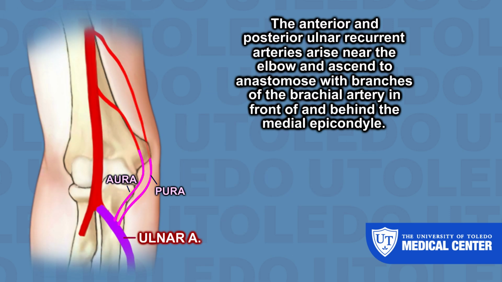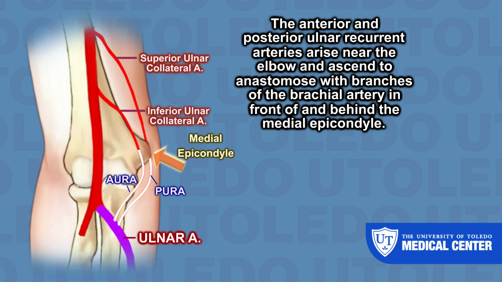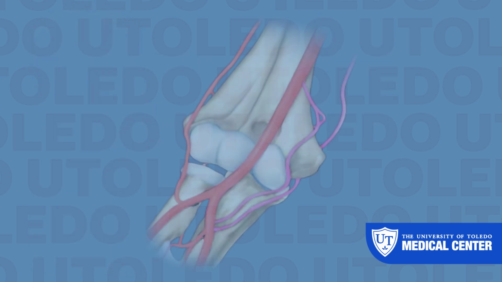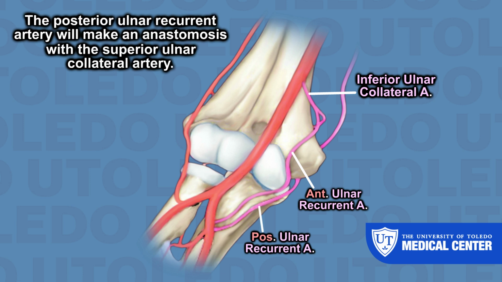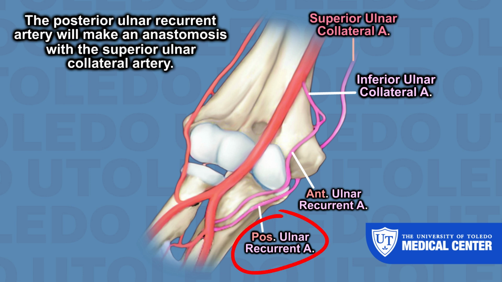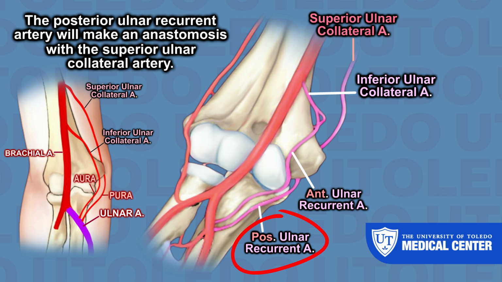The anterior and posterior ulnar recurrent arteries arise near the elbow and ascend to anastomose with branches of the brachial artery in front of and behind the medial epicondyle. The anterior ulnar recurrent artery will have an anastomosis with the inferior ulnar collateral artery. The posterior ulnar recurrent artery will make an anastomosis with the superior ulnar collateral artery.